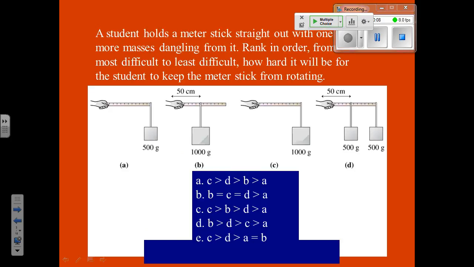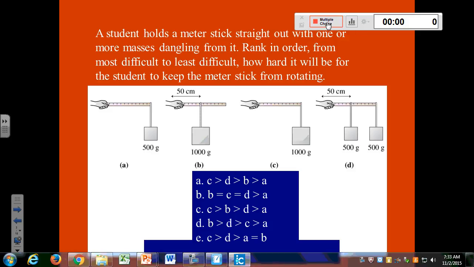A student holds a meter stick straight out with one or more masses dangling from it. Rank in order from most difficult to least difficult how hard it will be for the student to keep the meter stick from rotating. Here I have a meter stick with one or more masses on it, and I want to know which one is the most difficult to hold up and which is the least difficult, and then order them that way. You're looking, of course, at the net torque. Which one has the most net torque? Which one has the least net torque?